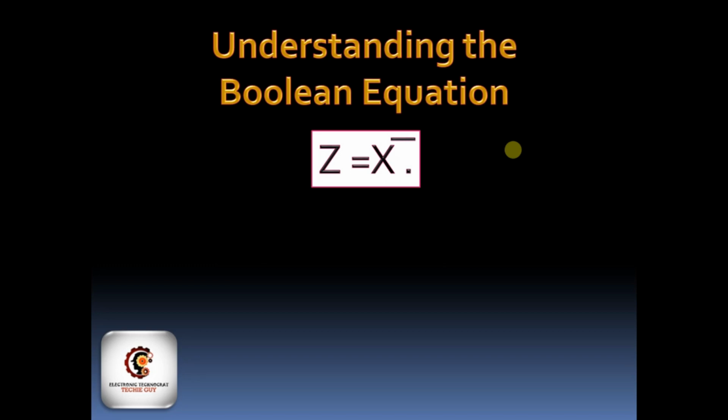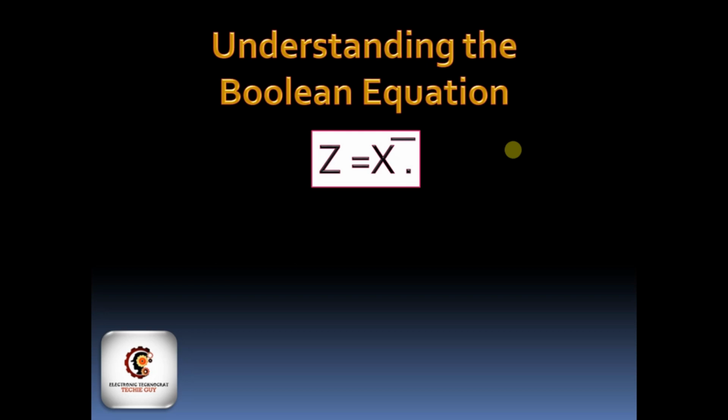Z is the output and X is the input. When we talk about why there is a bar, or we can say a line, above the X, above the input, that's pretty simple. As I've said earlier as well, it is called a digital inverter.